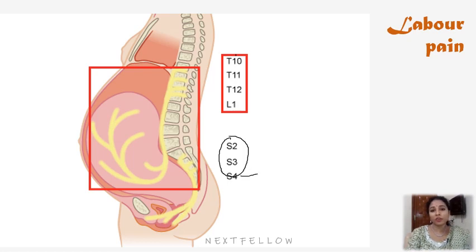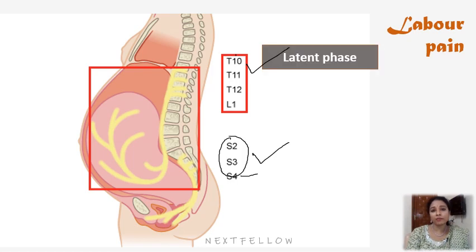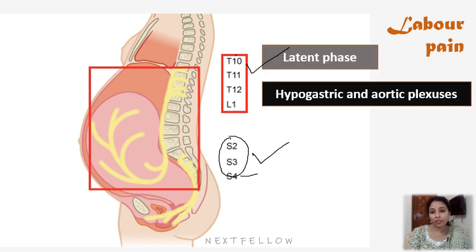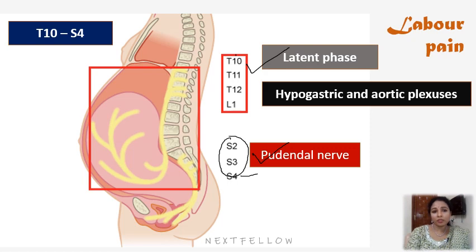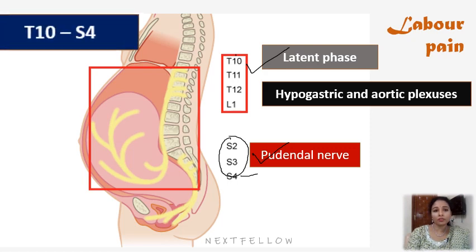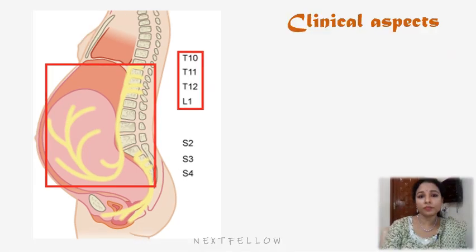So in the first stage of labor, only T10 to L1 are involved. In the second stage of labor, both T10 to L1 and S2 to S4 dermatomes are involved, causing severe pain during the second stage of labor. That is the latent phase, where the hypogastric and aortic plexus convey the impulses. During the second stage, the pudendal nerve is involved, so T10 to S4, all segments of dermatomes, are involved. So this is the thing which has to be noted.